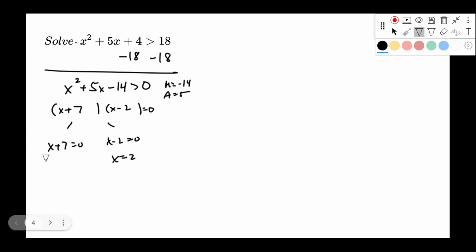So I get a 0 at x equals 2 and another 0 at x equals 7. These are my zeros. They're also known as my cut points. They're going to cut the number line up into 3 intervals. All right, so here we go.